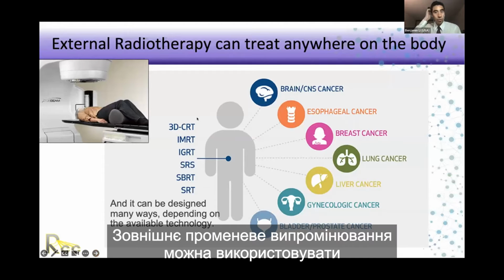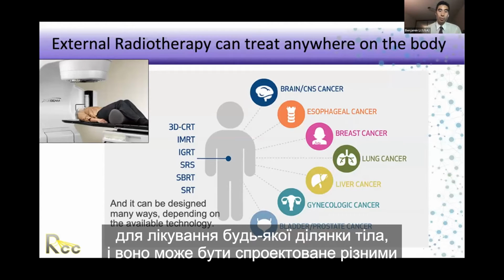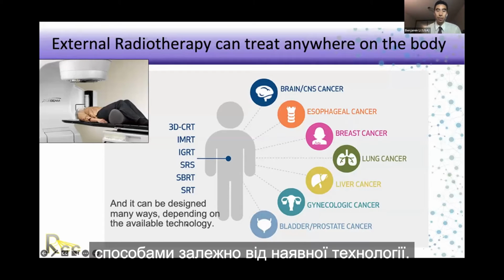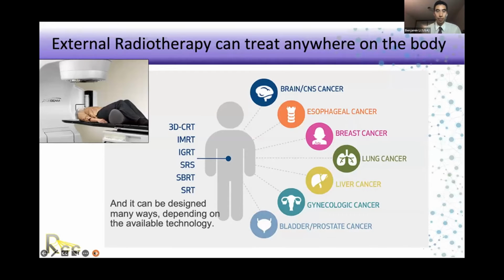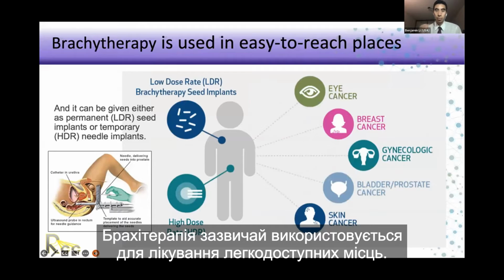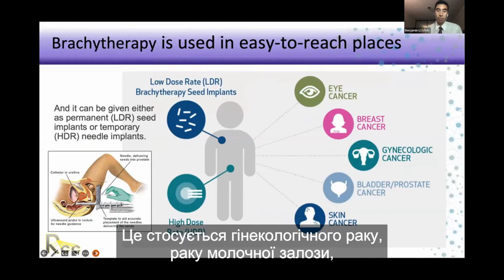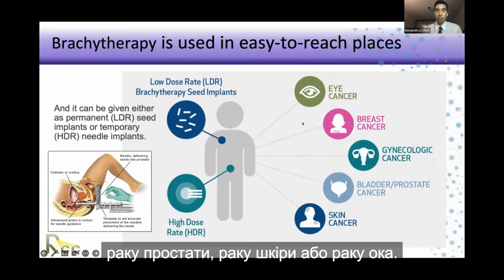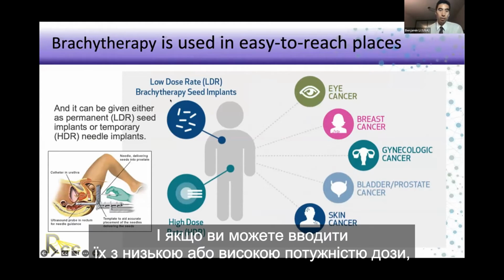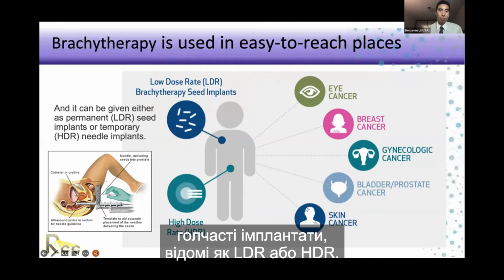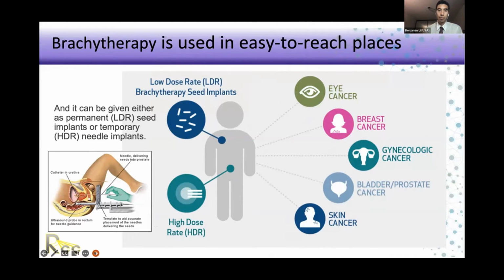External beam radiation can be used to treat anywhere on the body, and it can be designed in many ways depending on the available technology. Brachytherapy is typically used to treat places that are easy to reach, so for gynecologic cancer, breast cancer, prostate cancer, skin cancer, or eye cancer. And it can be given with low dose rate or high dose rate needle implants, known as LDR or HDR.